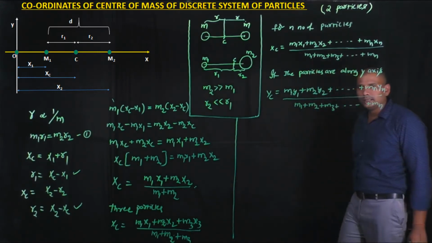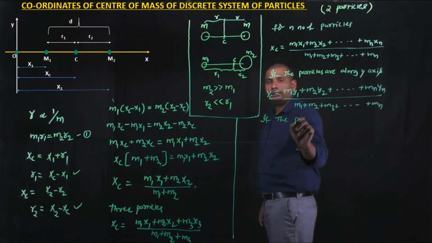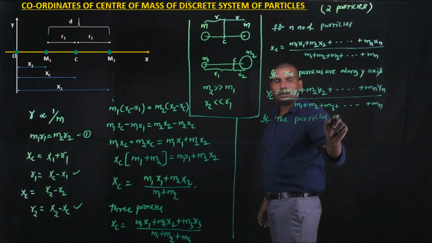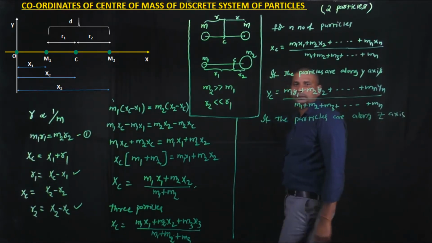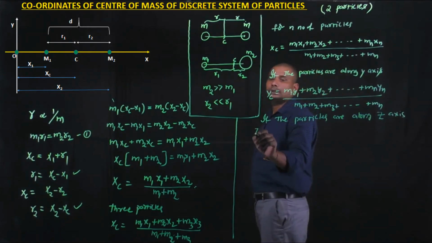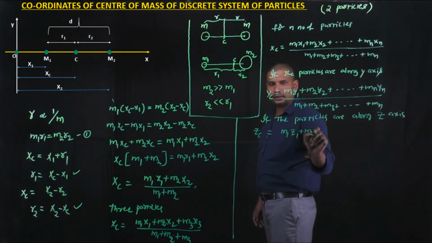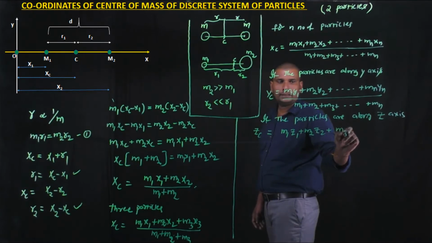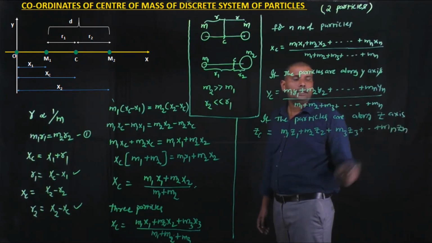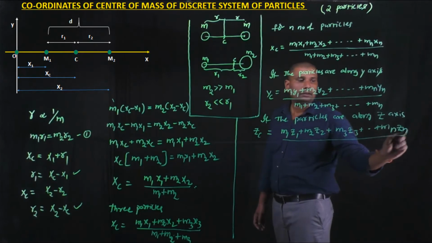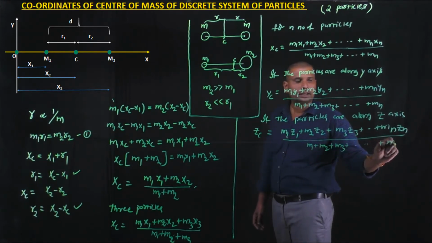Okay, similarly in case of z-axis, if the particles are along z-axis, then the coordinates of center of mass is zc equals m1 z1 plus m2 z2 plus m3 z3 plus and so on plus mn zn by m1 plus m2 plus m3 plus and so on plus mn.